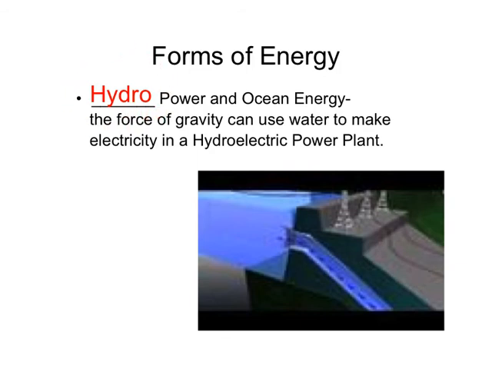Hydropower, on the other hand, is a renewable resource of energy. So we have hydro, which means water power, and ocean energy, where the force of gravity can use water to make electricity in hydroelectric power plants. You'll learn more about this next year, but for right now I need you to know that it is one of the forms of energy. We use the water to turn the turbine that turns the generator to create electricity.